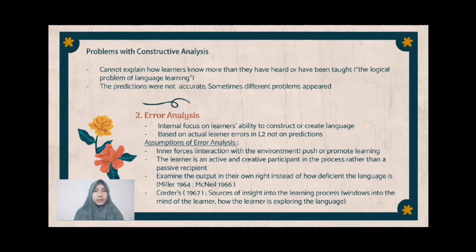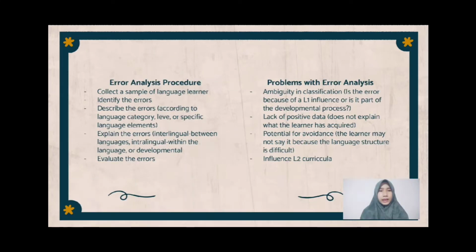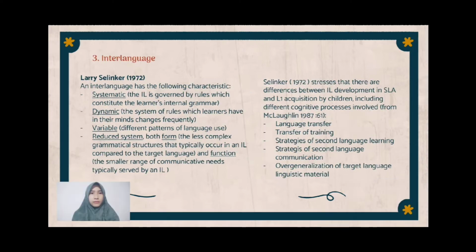The final assertion made by Corder was that mistakes reveal the language system that a learner is using at any given stage of L2 growth, as well as the techniques or methods it is employing during his discovery of the language. Additionally, as you can see in this slide, information regarding the method or process and the issues with error analysis is provided.